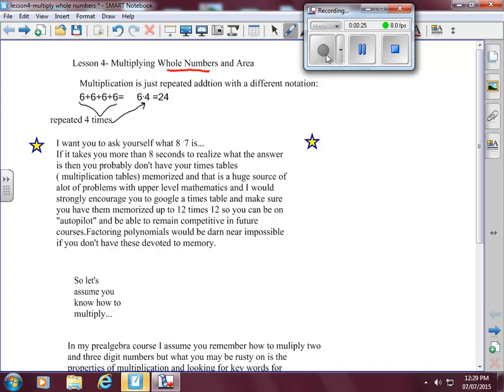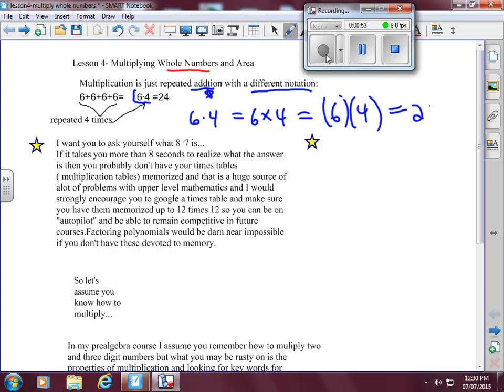So multiplication is just repeated addition. I notice I had a misspell there. It's just repeated addition with a different notation. So 6 plus 6 plus 6 plus 6 is 24, but we can say 6 times 4 to indicate multiplication. We can say 6 times 4, or we can say it like this, parenthesis 6, parenthesis 4. So there are different ways to express multiplication, but no matter what, you get 24.